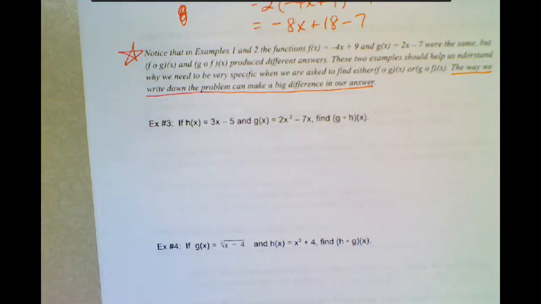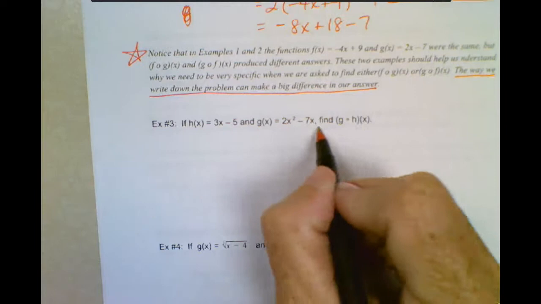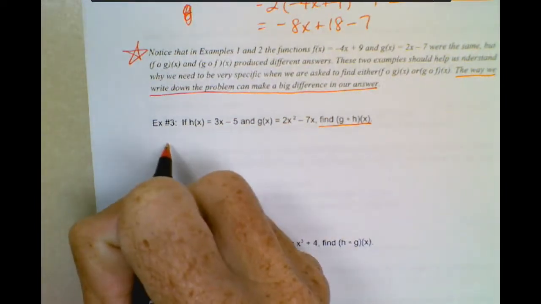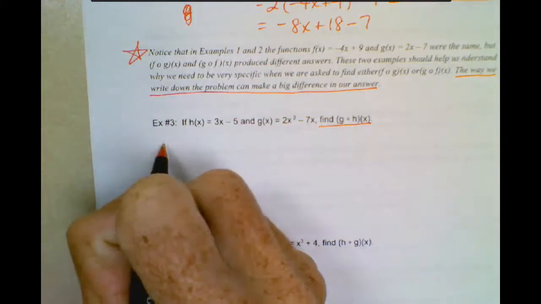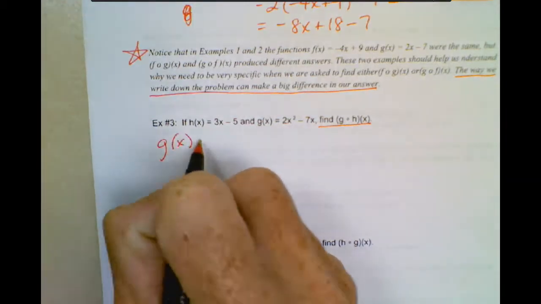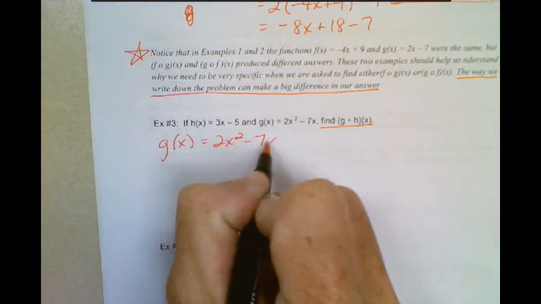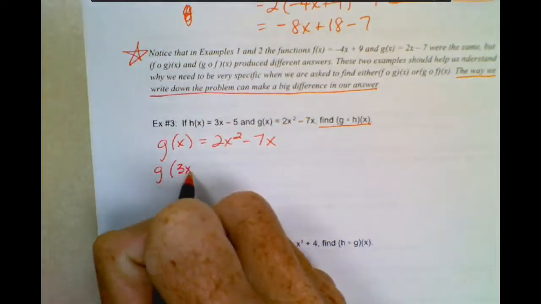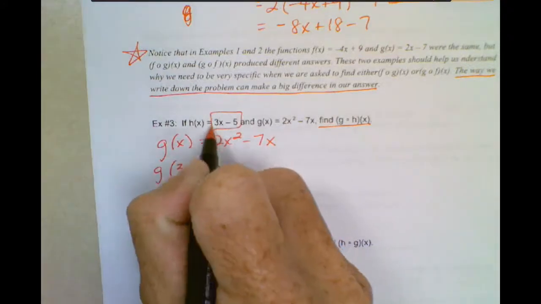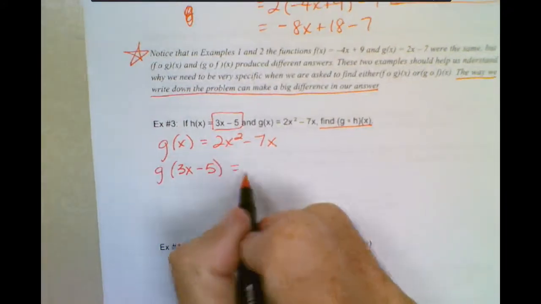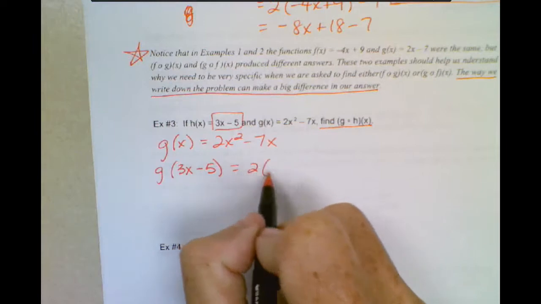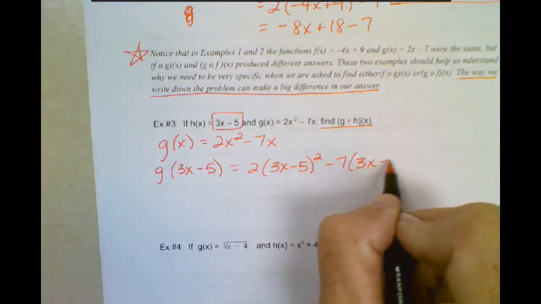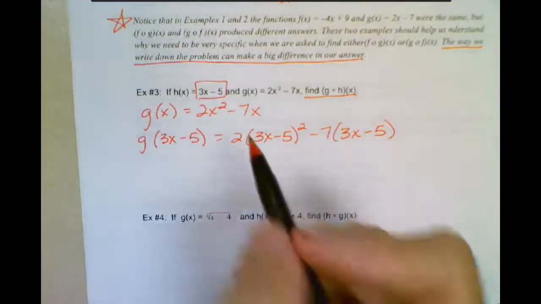Okay, now that you've done examples 3, 4, and 5, let's check them. So, number 3, we're finding g of h of x. So, in our g function, 2x squared minus 7x, the input for that is going to be our h function, which is 3x minus 5. So everywhere we see an x here, we're going to put in 3x minus 5, minus 7 times 3x minus 5. Okay?